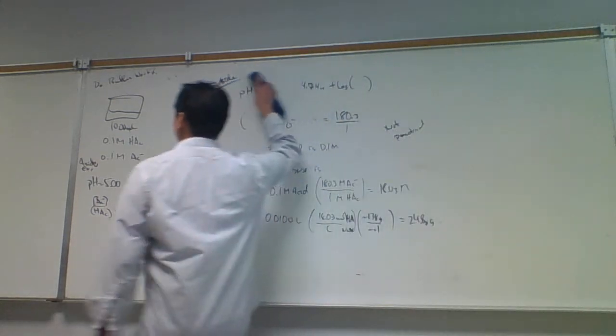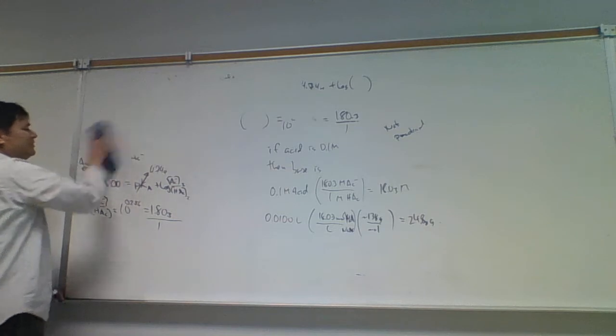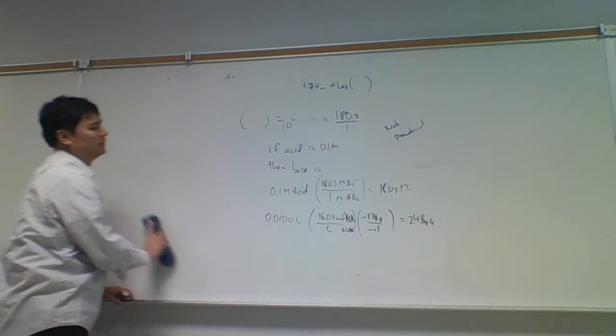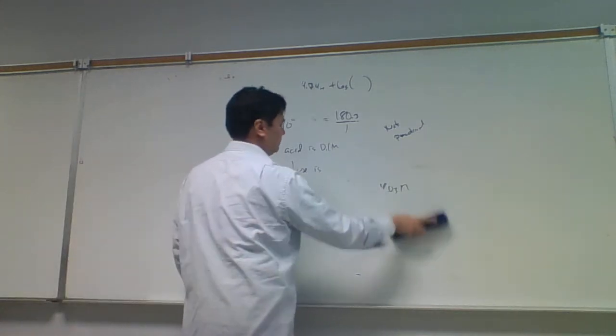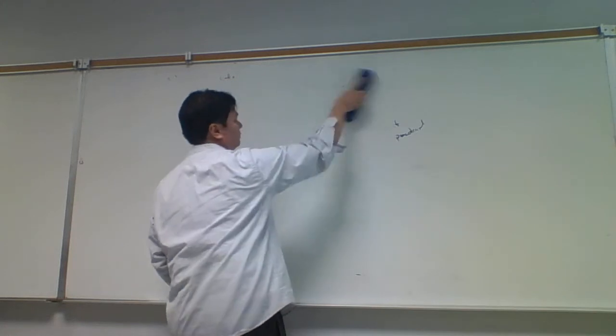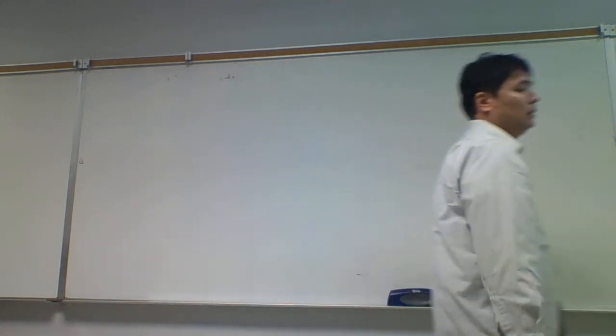To be continued. We'll talk more about buffers next time. So we're going to continue this. After buffers in chapter 17 comes titrations. So let's take a look at a typical titration curve.